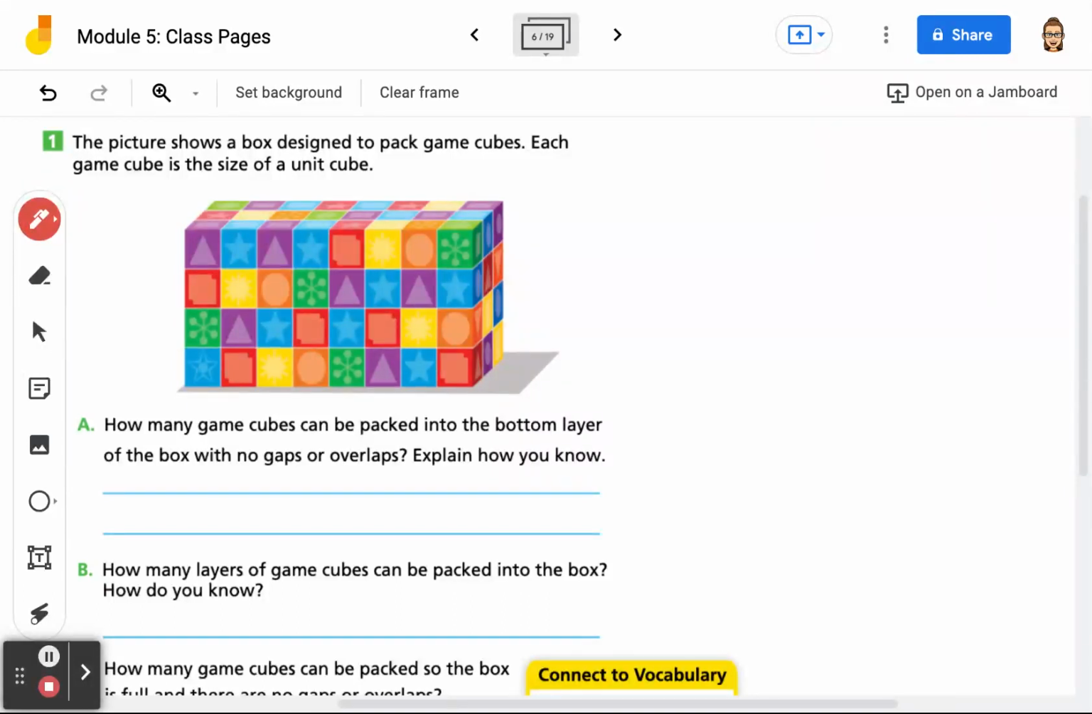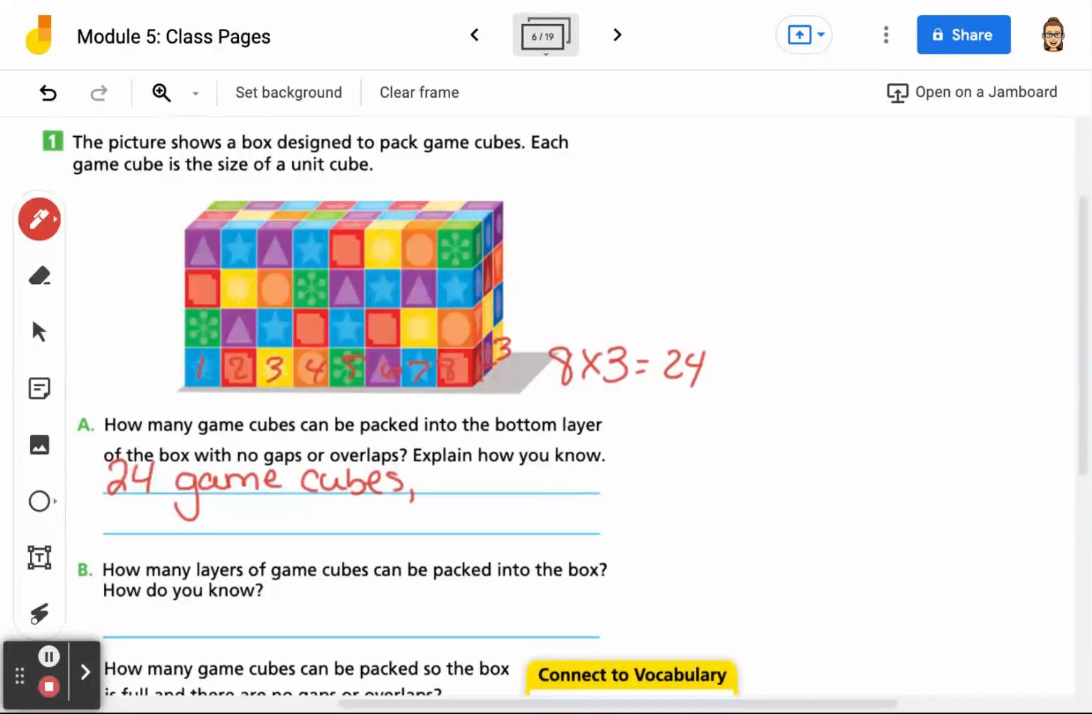Well, just kind of like I did before, we're going to see how many there are across. So if I do 1, 2, 3, 4, 5, 6, 7, there's 8 across, and 1, 2, 3 back. So to figure out the bottom layer, I'm going to find the area of that bottom layer. So I'm going to do 8 times 3, which is 24. So we're going to have 24 game cubes.